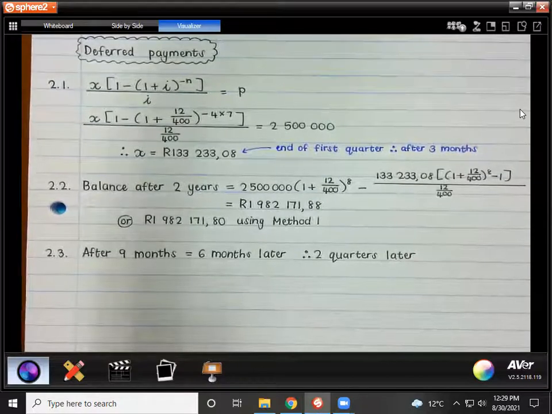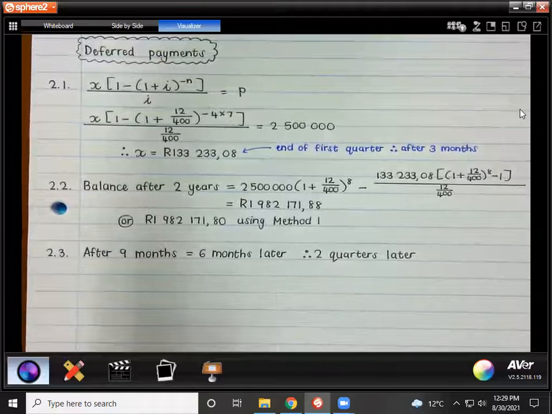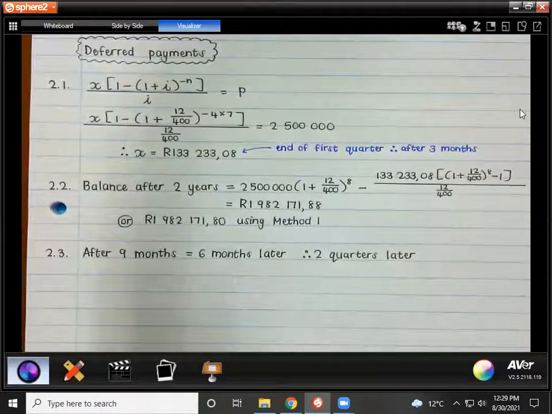So guys, that is now going to mean that we have to do 2 things. Our p-value is not actually going to be 2.5 million. What they're going to do at the bank is add 2 quarters worth of interest to that 2.5 million, and it's almost as if that is your loan. That is actually what you take out. So we're going to add 2 quarters worth of interest to the 2.5 million.